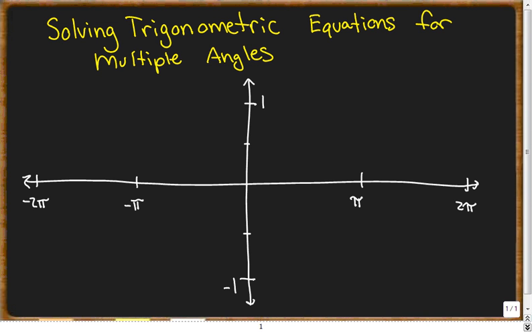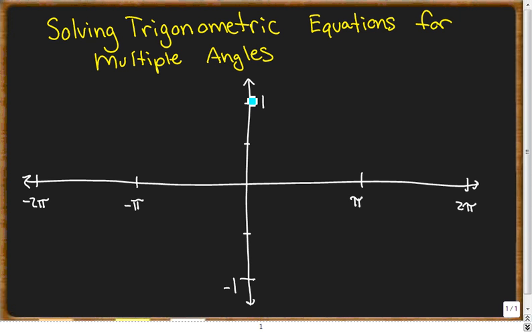Okay, so we're going to talk about the concepts behind solving trigonometric equations for multiple angles, or that involve multiple angles. When we have multiple angles, you're changing how fast cosine or sine or any trigonometric function is reaching a particular value. So, for example, let me graph the graph of cosine real quick.